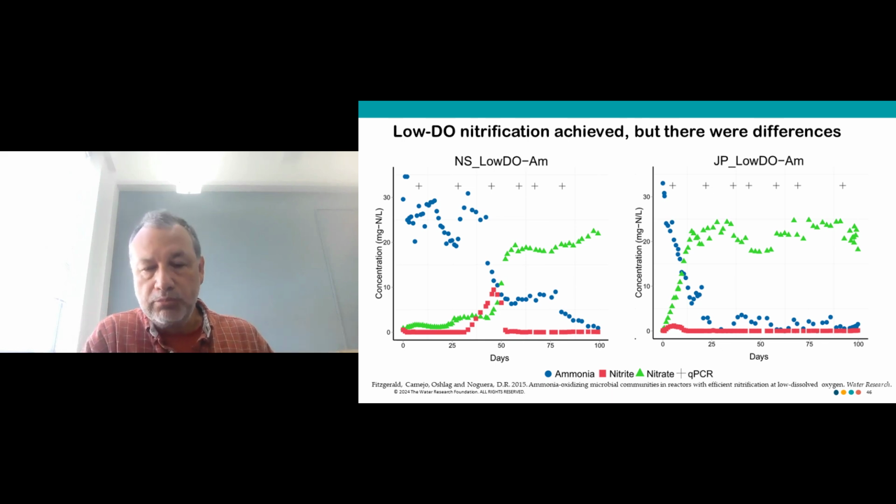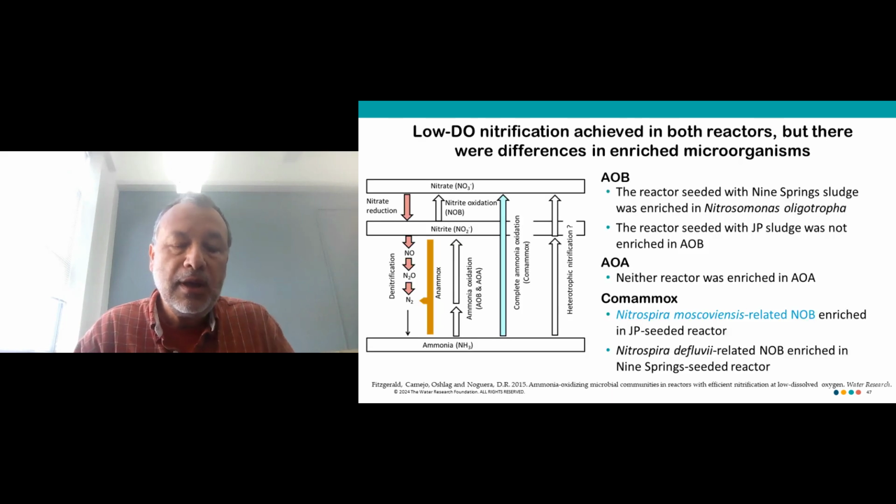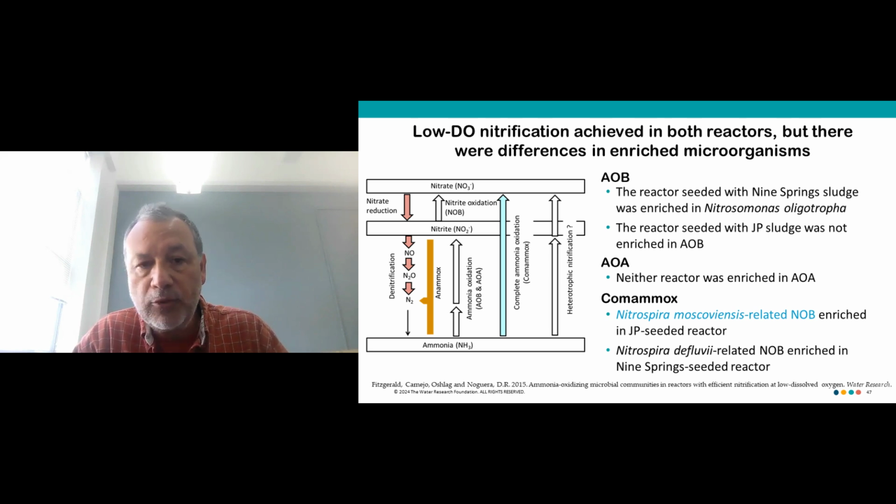So both stages, ammonia to nitrite and nitrite to nitrate, were effectively happening at low dissolved oxygen. So then we asked, can we figure out what's doing this? What are the ammonia oxidizing organisms involved in this? This time we were doing quantitative PCR, looking at the function, looking at the ammonia monooxygenase gene. And this is a summary of what we found.